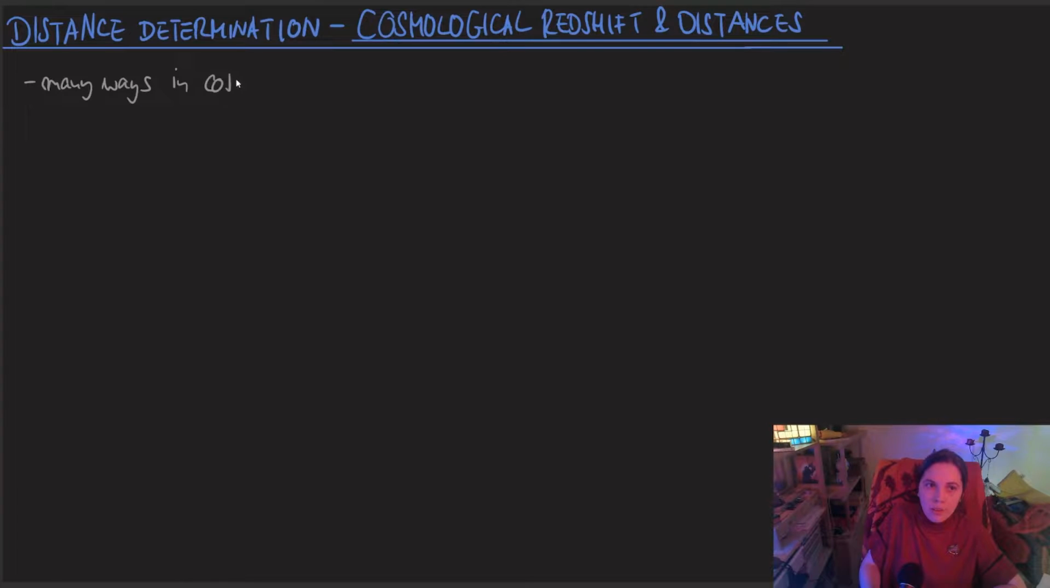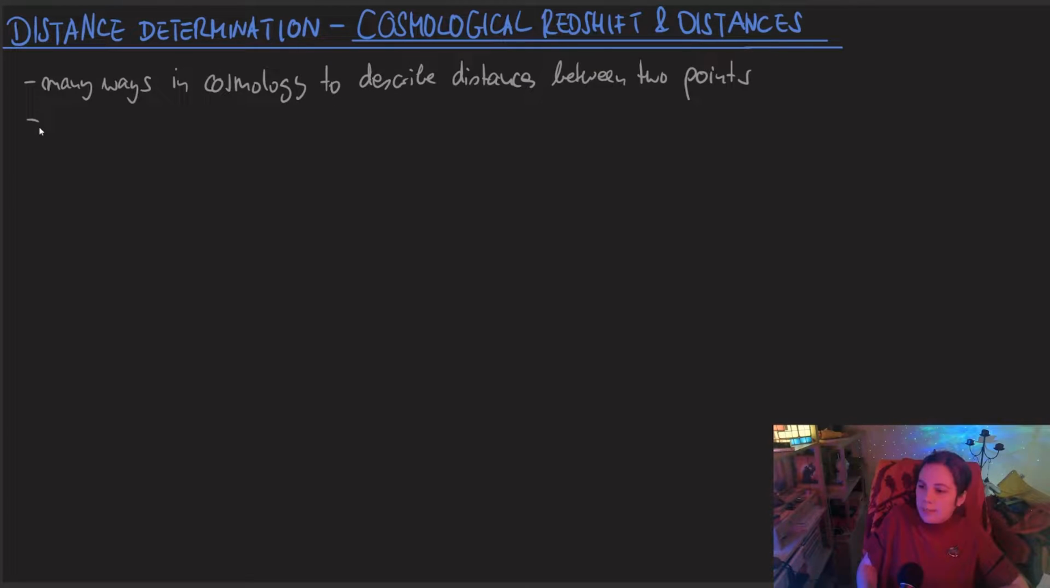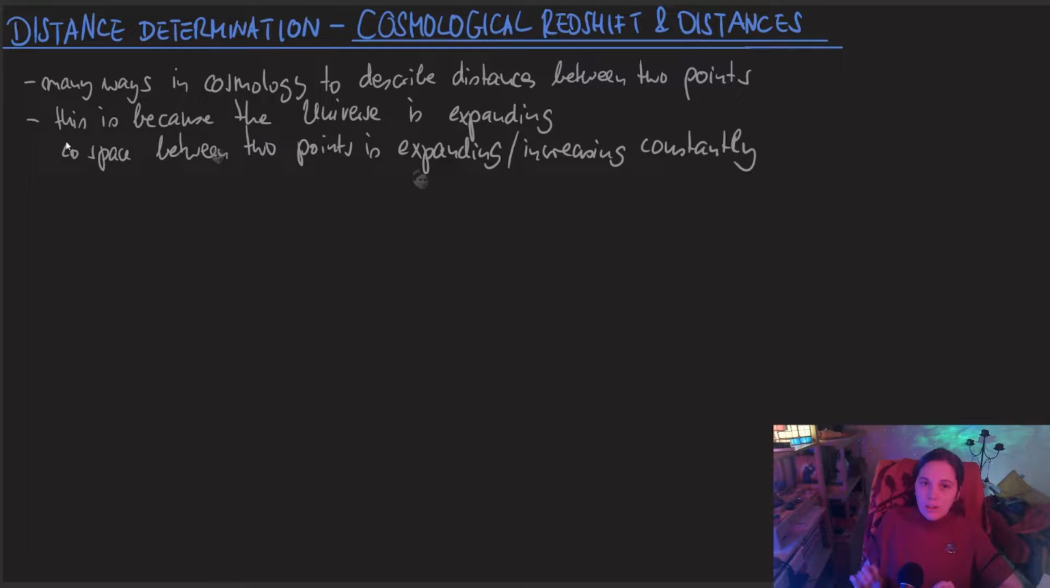So there are many ways in cosmology to describe distances between 2 points. Why is this? This is because the universe is expanding. Because of this, we have different distances in cosmology, and we're going to talk about these. We're going to talk about 4 of these distances: proper distance, comoving distance, luminosity distance, and angular diameter distance.